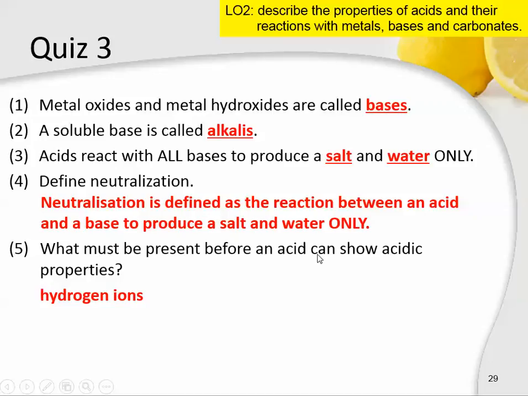What must be present before an acid can show acidic properties? This is a very important thing you must know. It is the hydrogen ions that are responsible for an acid to have the acidic properties.